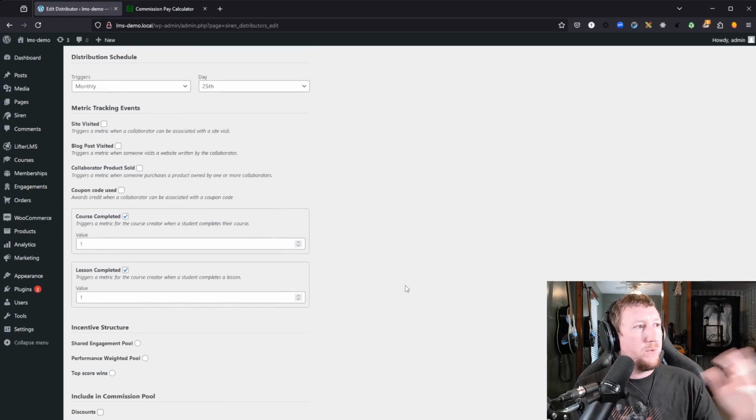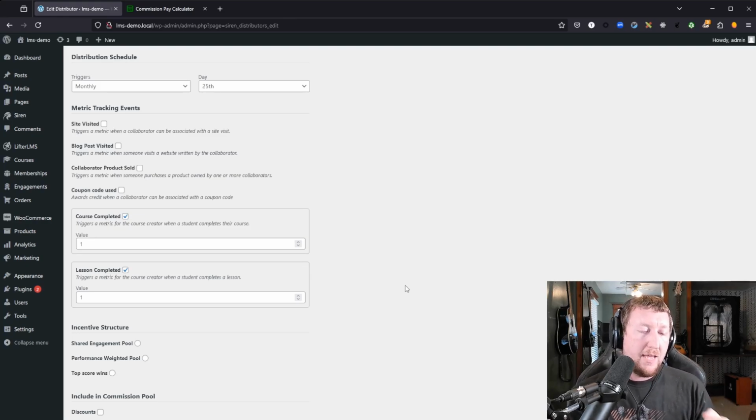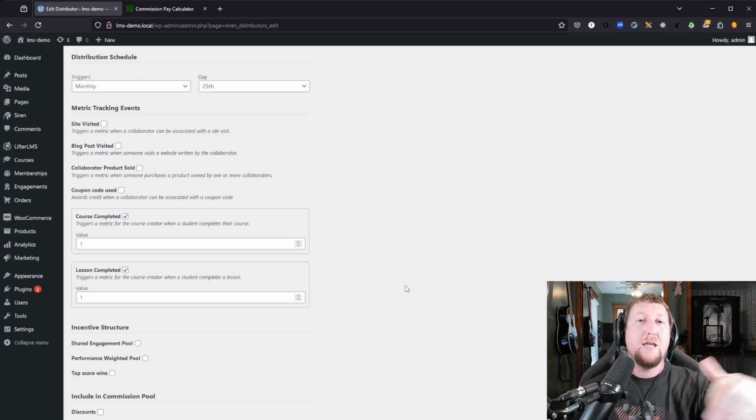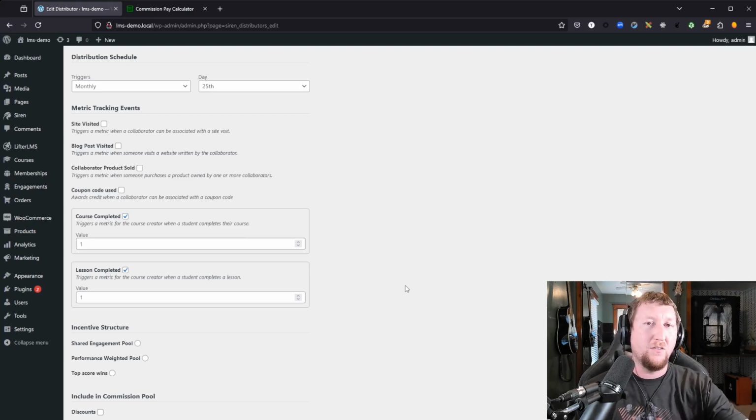Now, what's interesting here is we can actually assign a value to course completed and lesson completed. What that value does is it determines how important that specific thing is, right? Because at the end of the month, we're going to use these points to determine who gets the most money and who gets the least money. So it's not just the fact that the course was completed or the lesson was completed, it's actually how valuable we say that specific thing is.